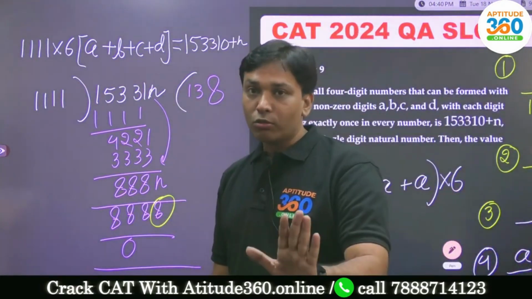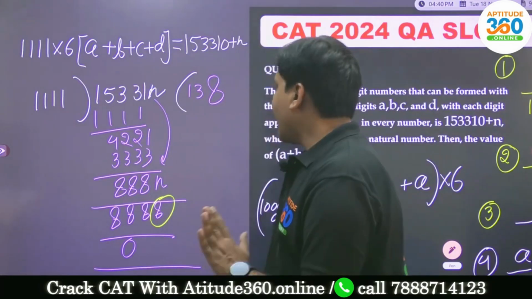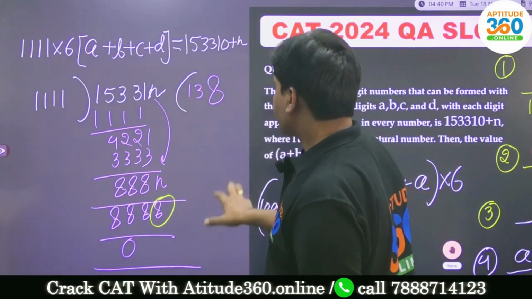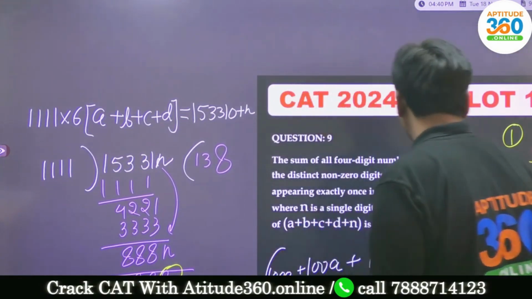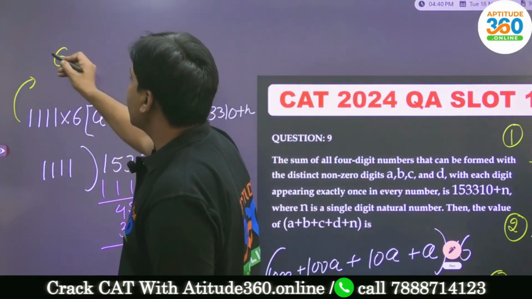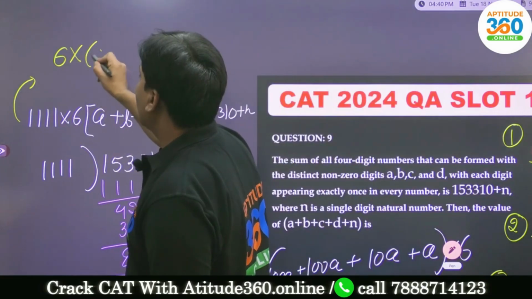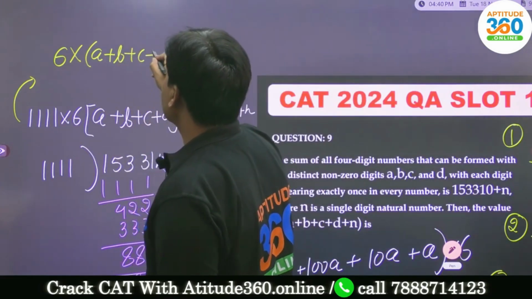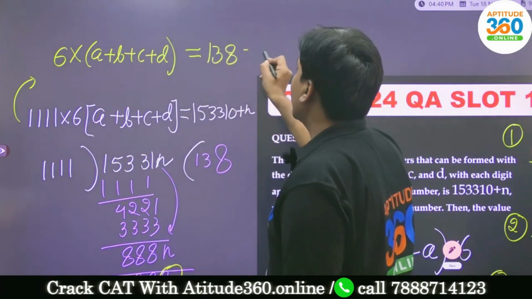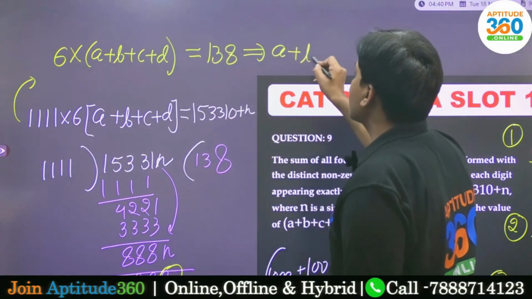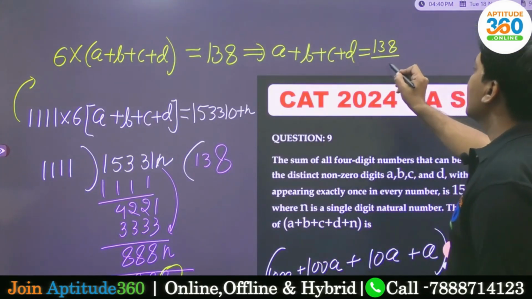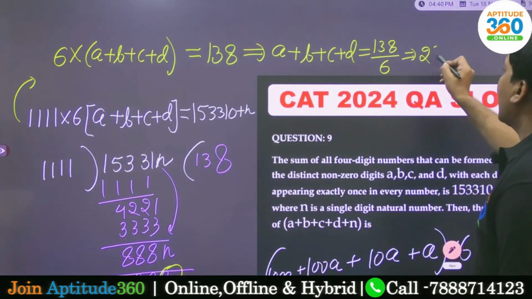So that is what we have found out, that the value of n is coming out as 8, and 138 is the quotient. So again, since you are understanding this thing, what is it that we have found out? It is 6 into a plus b plus c plus d. This value out here is coming out as 138. So can I find out the value of a plus b plus c plus d? That is going to be 138 over 6, and that is nothing but 23.